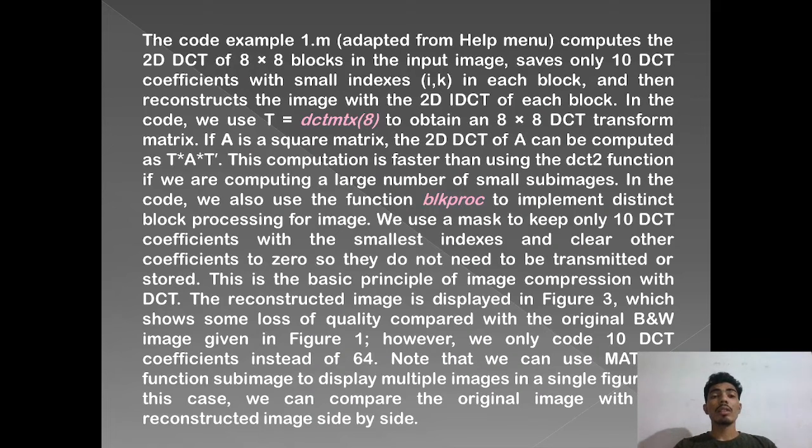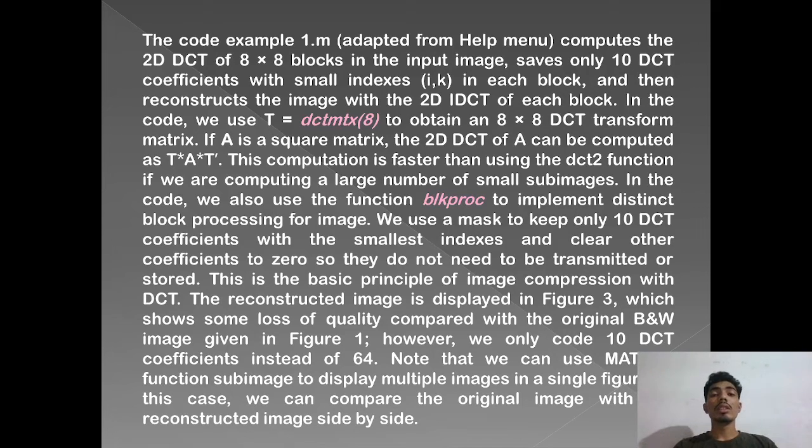The code for converting the image is saved in our MATLAB software as example1.m, adapted from the help menu. It computes the two-dimensional DCT of 8 by 8 blocks in the input image, saves only 10 DCT coefficients with small indices i and k in each block, and then reconstructs the image with the 2D IDCT of each block.